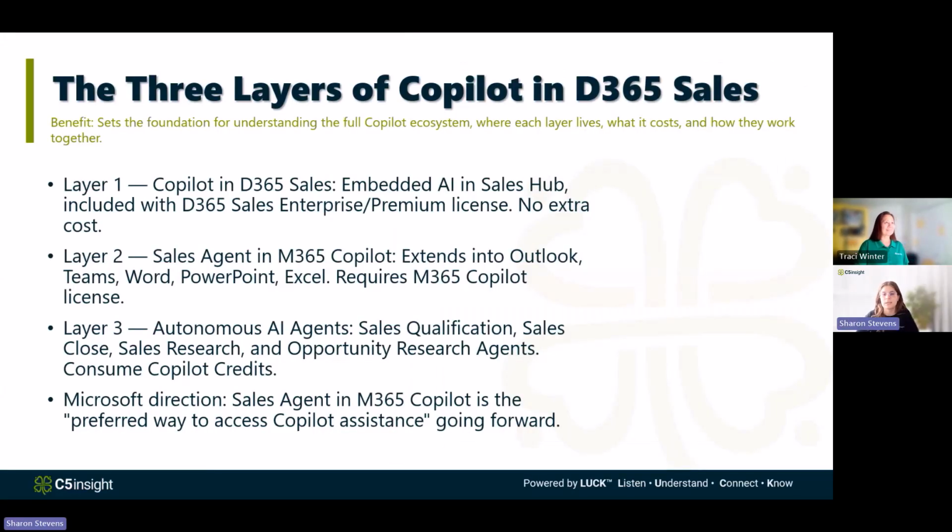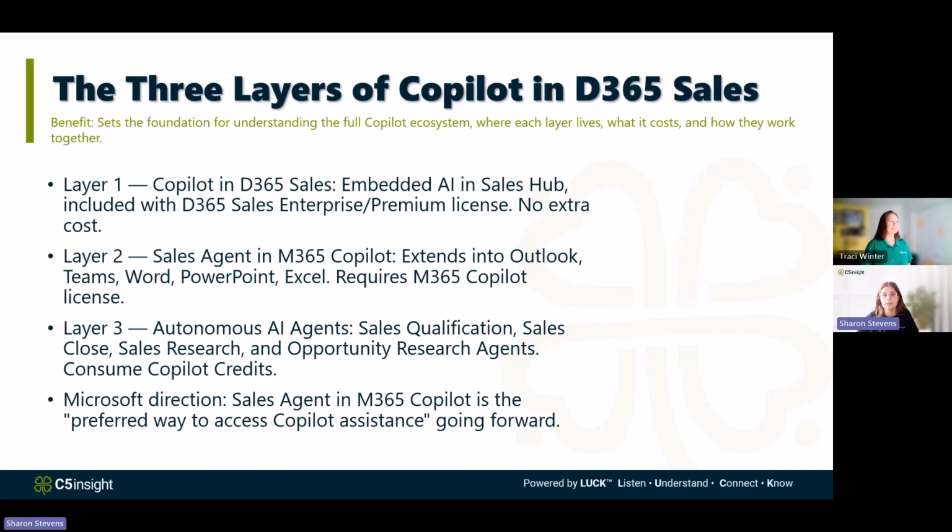All right, so this is going to be the foundation of the Copilot for sales. And this matters because Copilot is one word, but it's really three different things, three different cost models and usages. And that trips a lot of people up. The first layer is Copilot inside Dynamics 365 Sales. The AI that lives right in Sales Hub is going to be the one on the side pane of your records. And here, the most part people don't realize is if you have a Sales Enterprise or Premium license, you already have it at no extra cost.